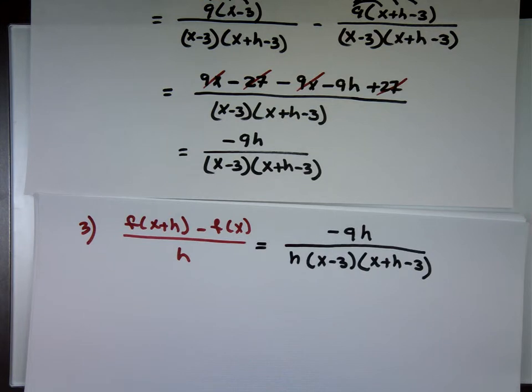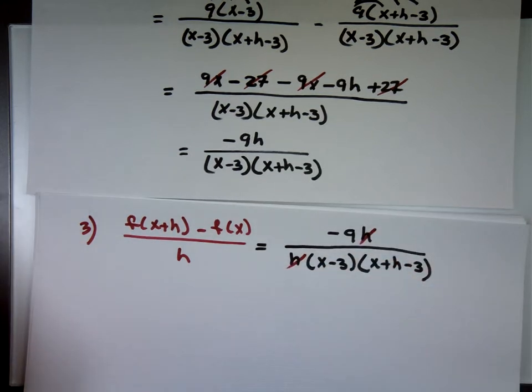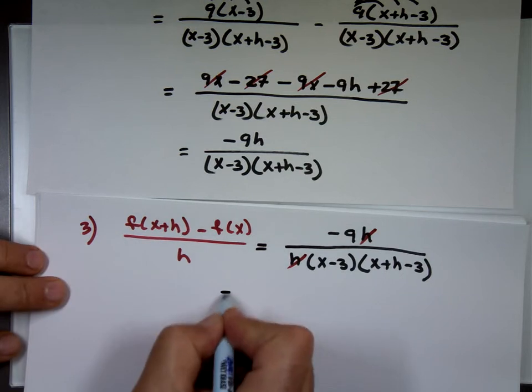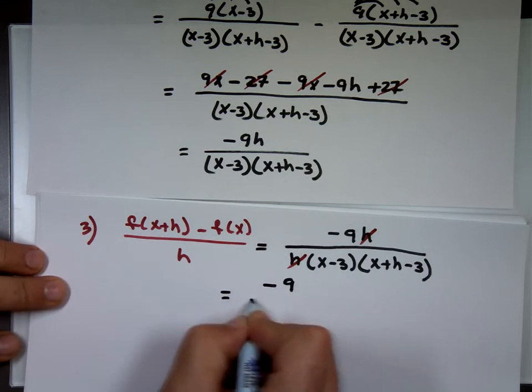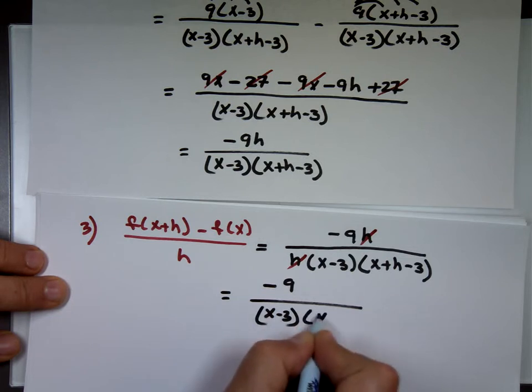When you multiply a fraction, it goes on the bottom. And the h will cancel. And what do we have? Negative 9 over x minus 3, x plus h minus 3.